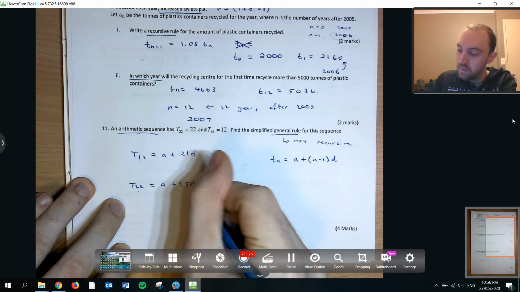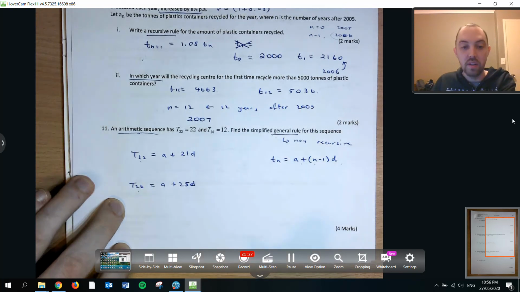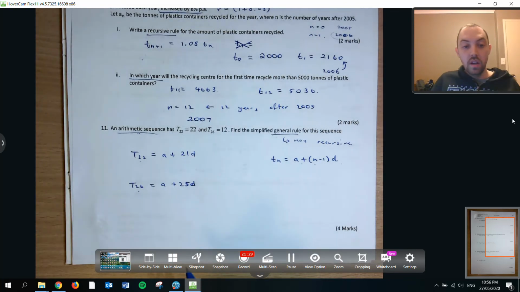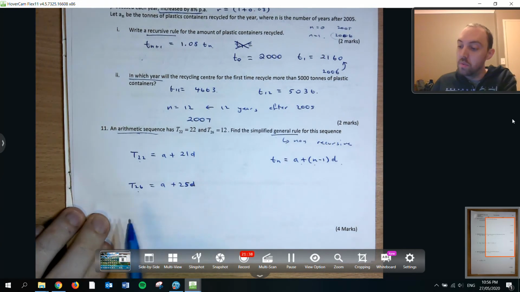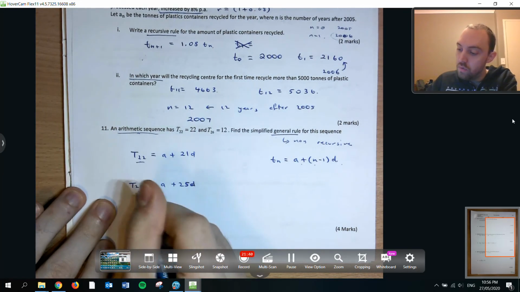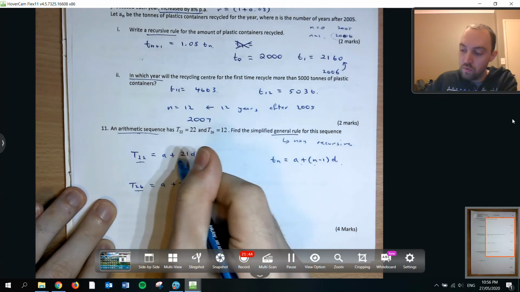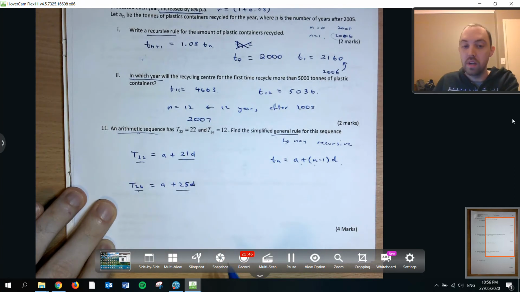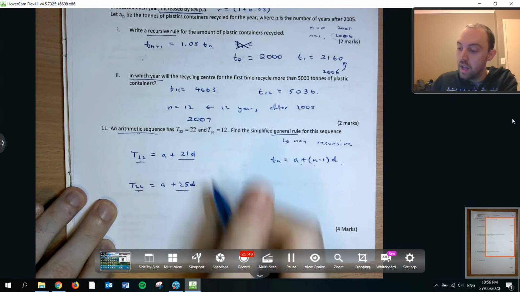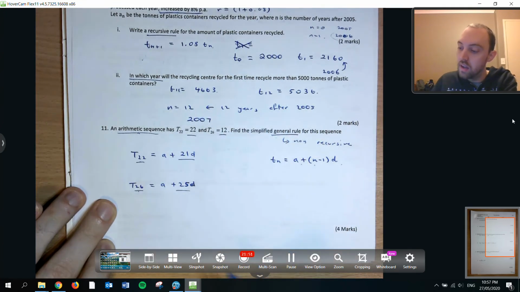That is d, not cl. My d's tend to look like cl. Now we've got two equations, two unknowns, and that's going to lead us to simultaneous equations. Before I get straight into that, I just want to mention that there is 4 terms difference, so there is 4d difference between each of these terms, and a difference of 10 between them.